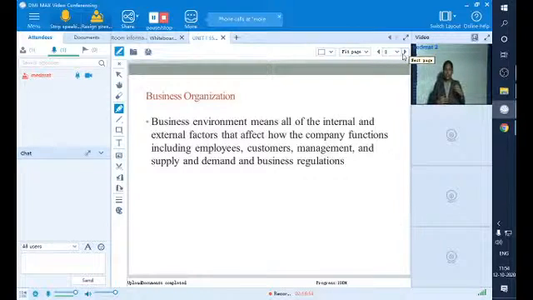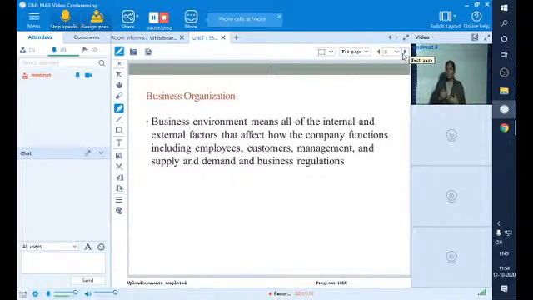Okay, so business environment means all the internal factors and external factors that are going to affect the company. How they are going to affect the company's profit or the company's work inside an organization, internally and externally. Okay, that is what we can say is business environment.